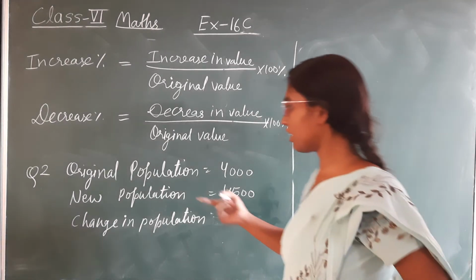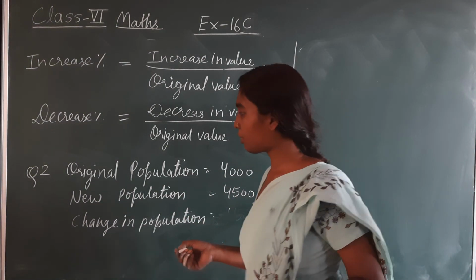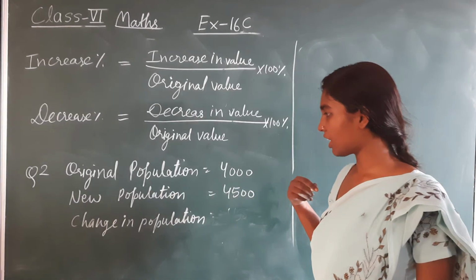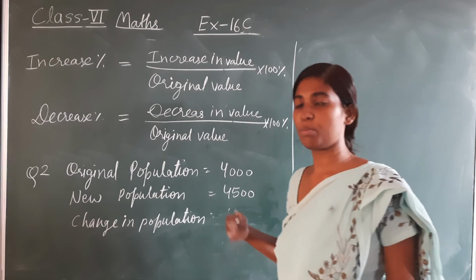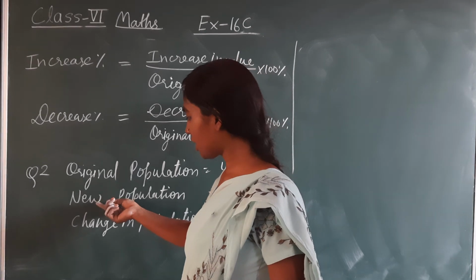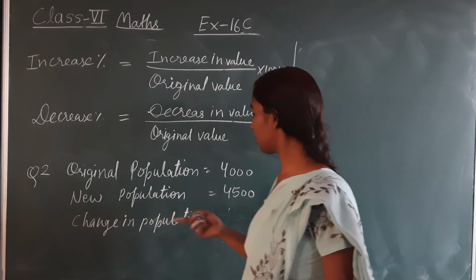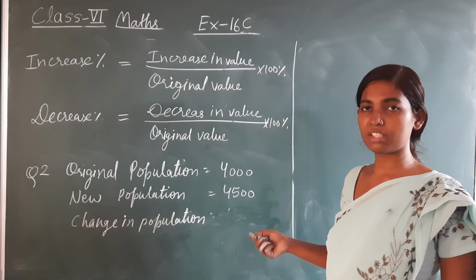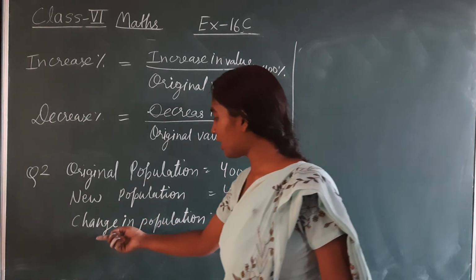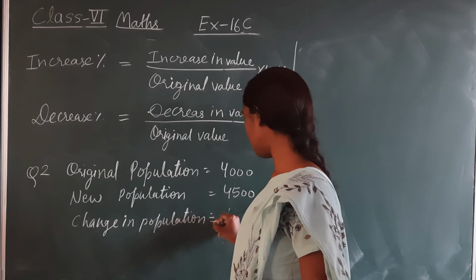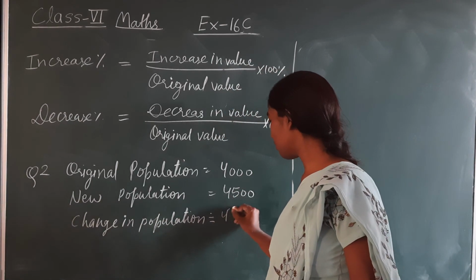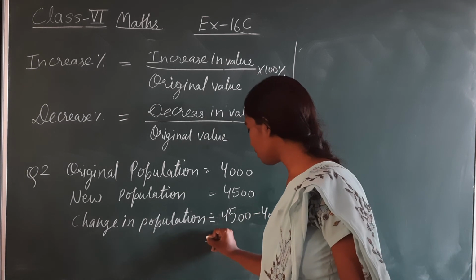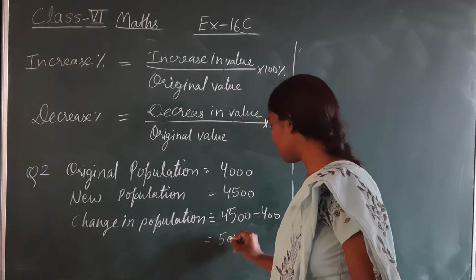Now the next question is question number 2. In question number 2 it is saying that the original population of a town is 4,000 and after 2 years the population has changed and increased, and the new population becomes 4,500. Now you have to find the percentage increase in the population. First we will find the change in population. The change in population will be 4,500 minus 4,000. When you do so, you will get the answer 500.